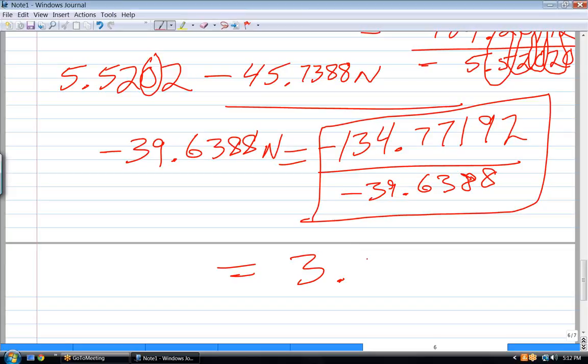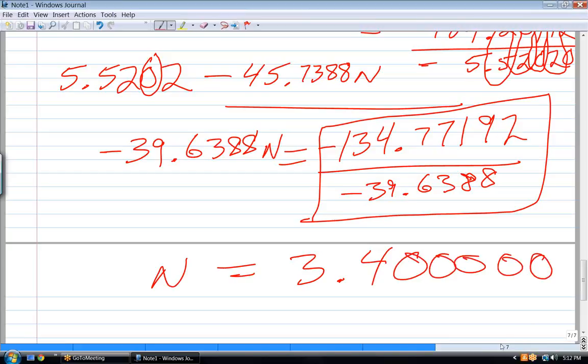Yeah, I got n equals 3.4. Exactly? Yep. All those decimals, and it came out exact. 134.77192 divided by 39.6388. Good. And that's the way I would have put it into the calculator. I would have omitted the negative signs. You don't need to, as long as you know your answer is positive.